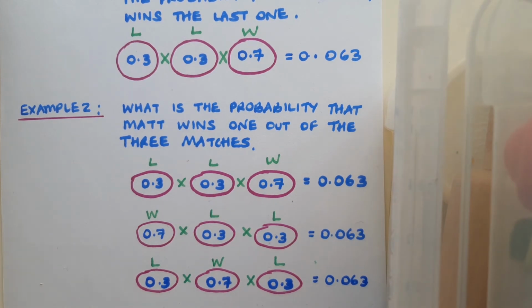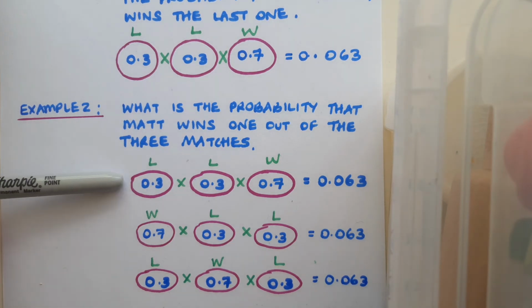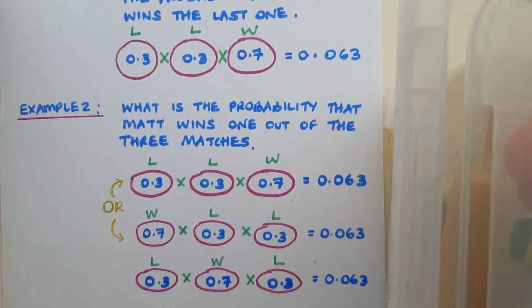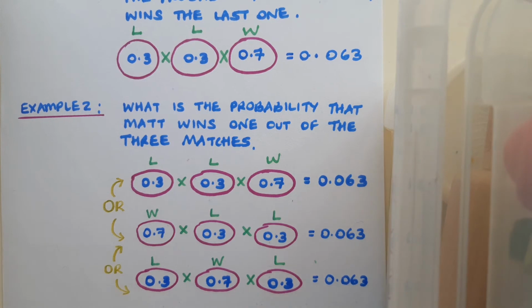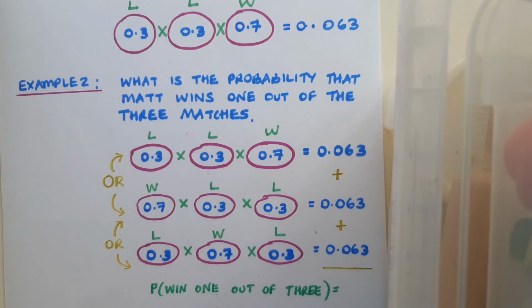Now, if I want him to win one of the 3 matches, I want for this scenario to occur, where he wins the last, or the second scenario, where he wins the first, or the last scenario where he wins the middle match. If I want to find the chances of one event or another event happening, I should add. So I will total together my outcomes at the end of each calculation. And so the probability that he wins 1 out of the 3 matches is 0.189.